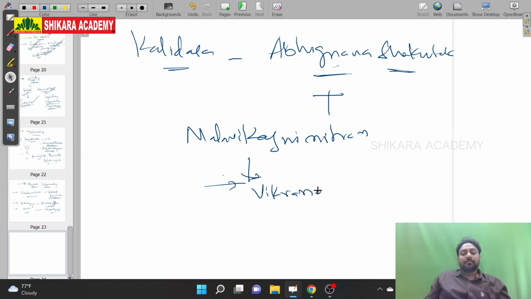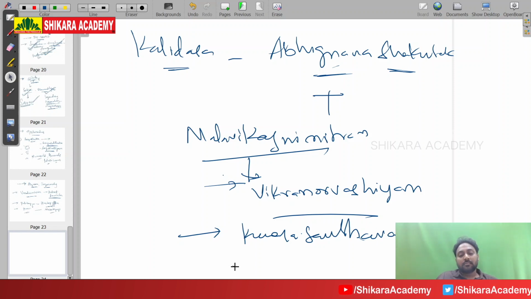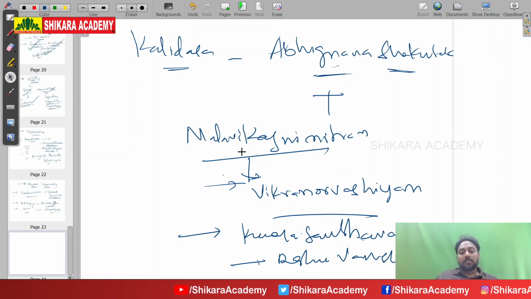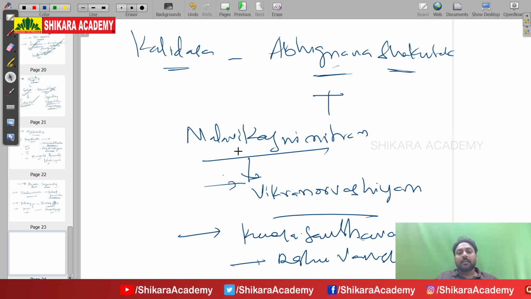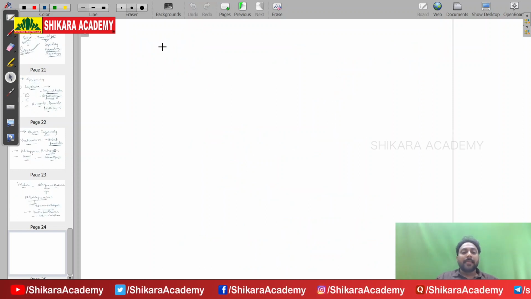Vikramorvashiyam. Malavikagnimitram, Vikramorvashiyam, Kumara Sambhavam, Raghuvamsham. All these are the great Sanskrit works written by this man.